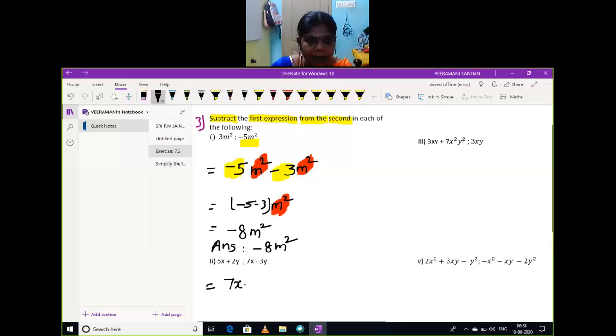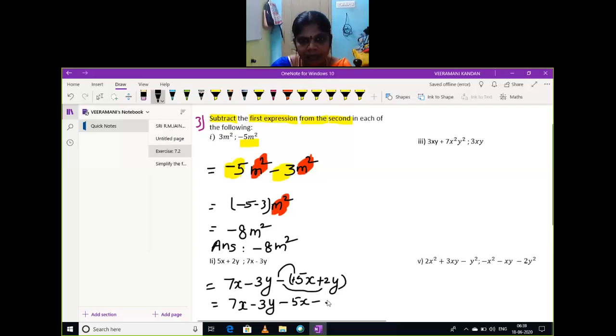7x minus 3y minus of 5x plus 2y. Next step, 7x minus 3y. Here the plus sign is there, multiply with minus: minus into plus, minus 5x. Minus into plus, we get minus 2y.